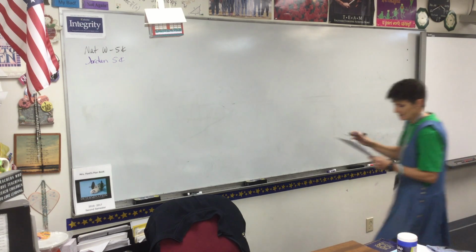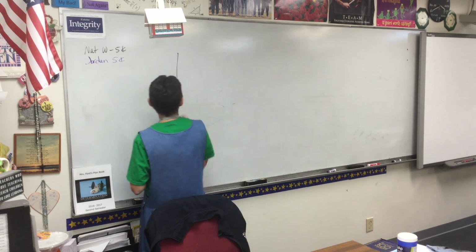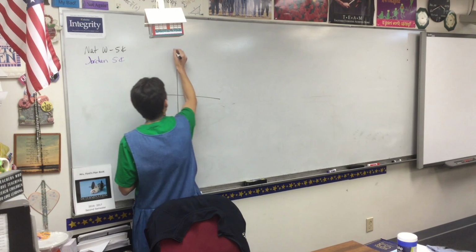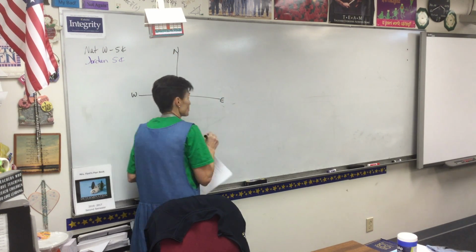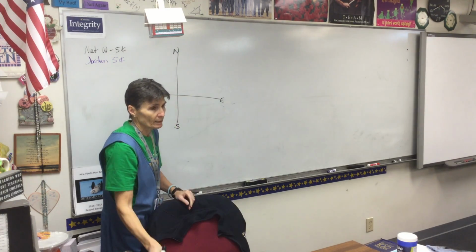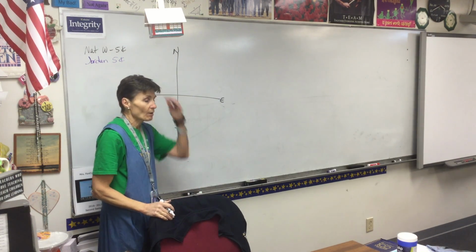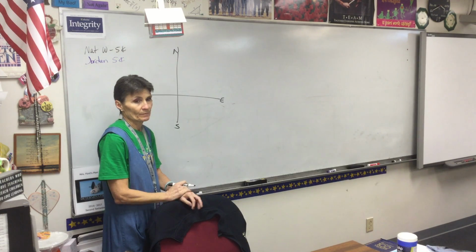Okay, number 11, here we go. Draw a course of 118. Now, I've clued you in, this is a compass, so we measure our angles a little bit differently. Remember this? How do we measure these angles?